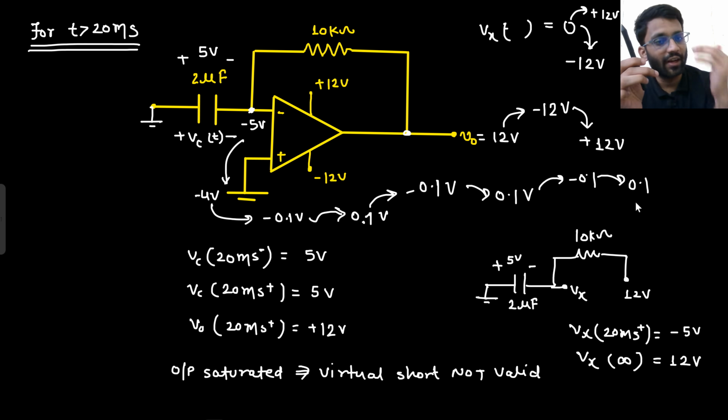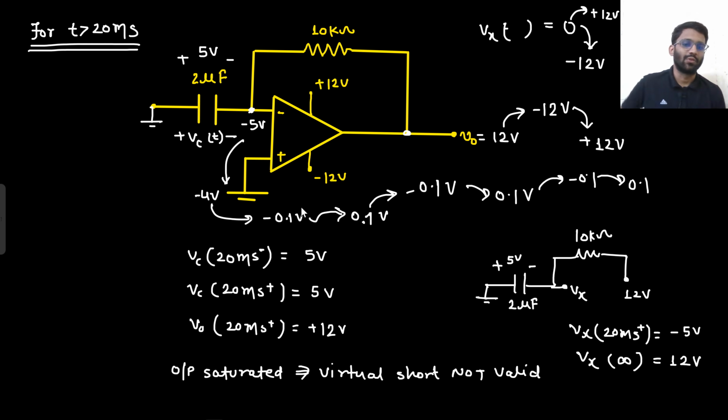If it is trying to go to minus 12, it will go to minus 0.1. If it goes to minus 0.1, the output will be at plus 12 again. So it is again and again toggling from 0 to minus 0.1, plus 0.1, minus 0.1, plus 0.1. It keeps on toggling and stays at 0 only. Say yes or no. So what will be the waveform of the output?